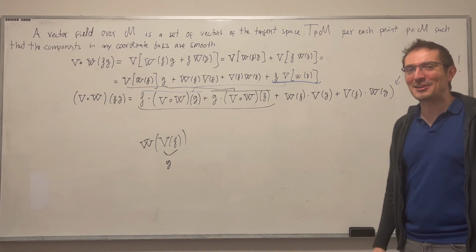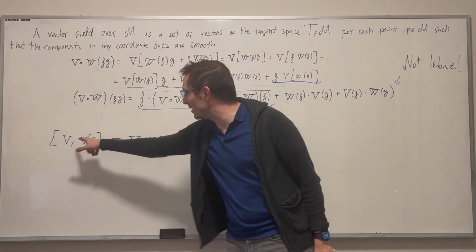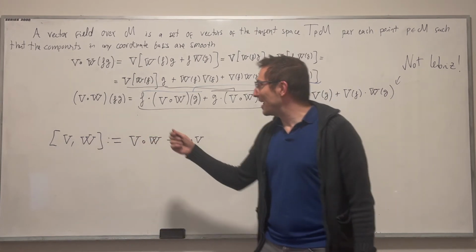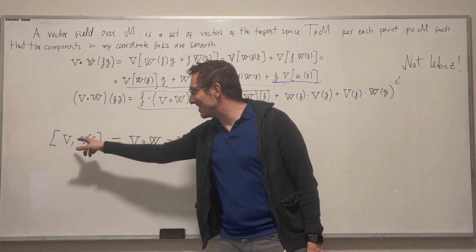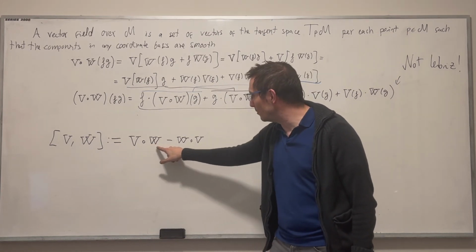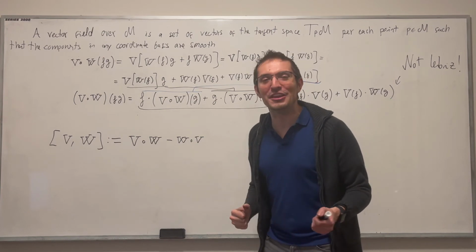Yes, let me define an object. I define this bracket operation that takes two vector fields and returns this. And this is v composition with w minus w composition with v. Let me show you its features.